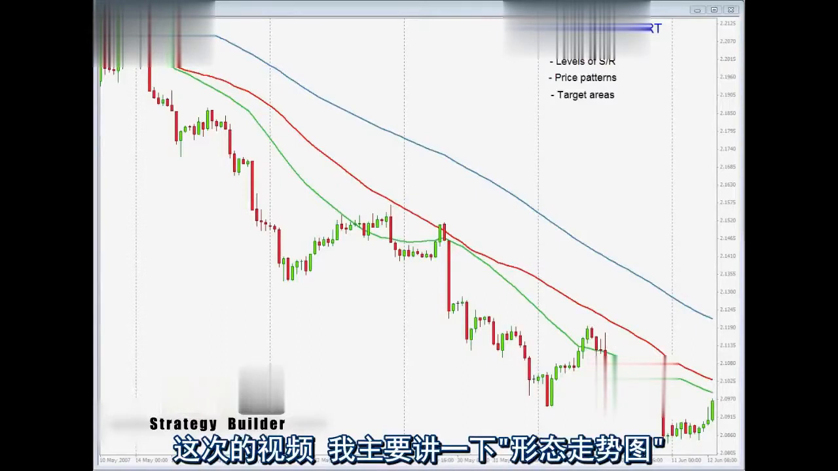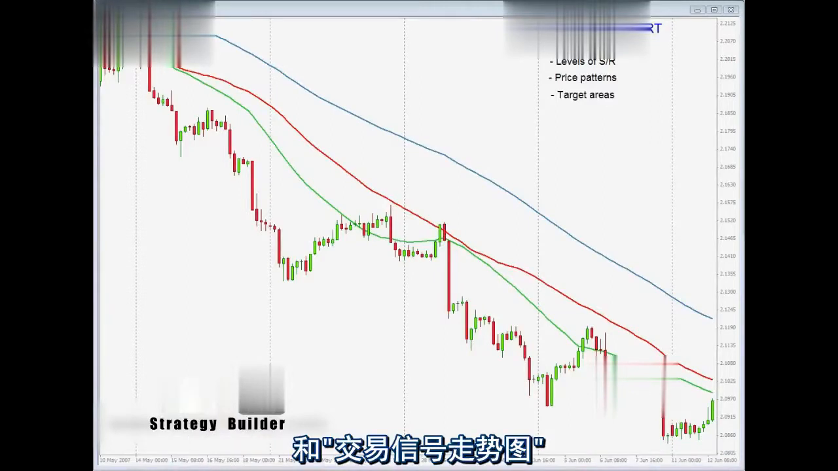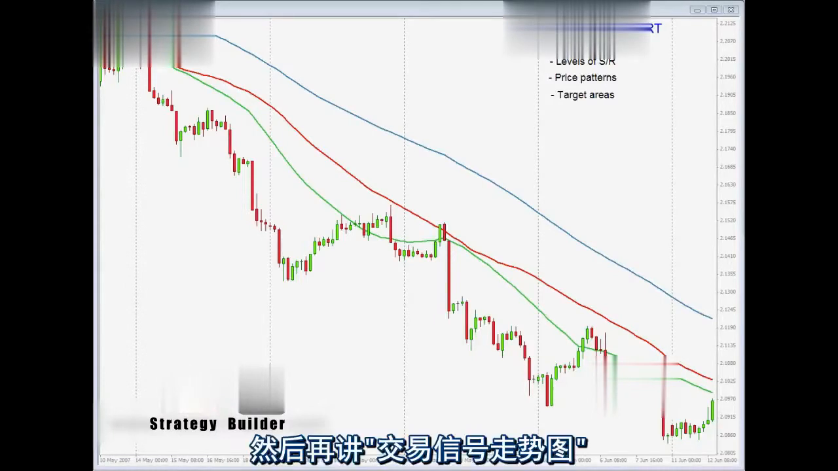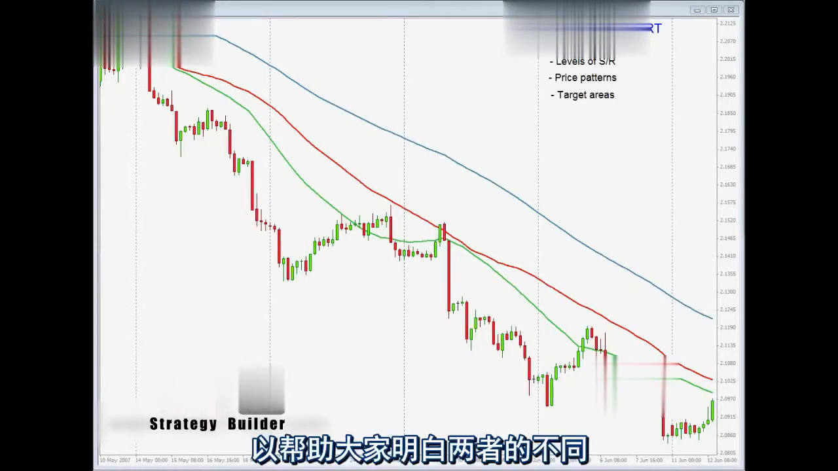In this video I'm gonna be briefly explaining what the setup chart and what the trigger chart actually are and the uses I make of each of them, okay? Firstly, I'm gonna begin with the setup chart and then I'm gonna move on to the trigger chart so you guys hopefully understand the difference between the both of them, okay?